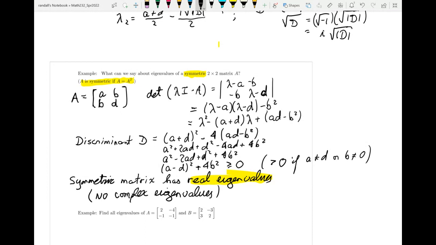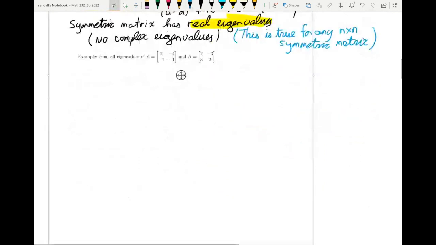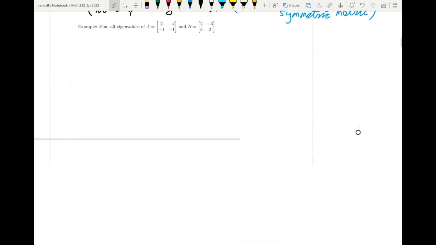So that's our result here. And I'll just add that this is true for any symmetric matrix, of any size, although we just did the calculation for the 2 by 2 case, and it holds for any n by n symmetric matrix. That's an important feature, as we'll see. The existence or non-existence of complex eigenvalues is often useful for us. So let's do some examples here.